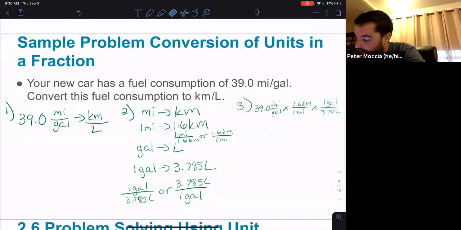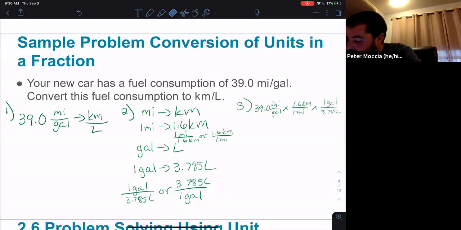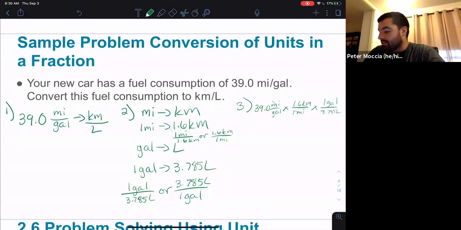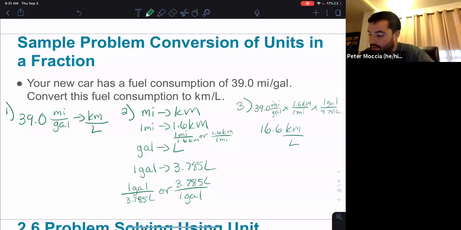I'm going to do 39.0 times 1.6 divided by 3.785 in my calculator. Because it's on the bottom, I'm going to divide by 3.785. And so that's going to give me 16.6 kilometers per liter. Notice this conversion factor had 2 sig figs in it. This conversion factor had 4 sig figs in it. But my answer has 3 sig figs in it because this number has 3 sig figs in it. Okay?